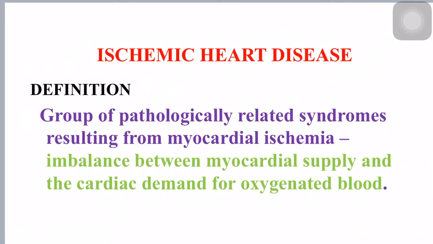Now coming on to ischemic heart disease. What are these ischemic heart diseases and how to define this? So ischemic heart diseases are nothing but a group of pathologically related syndromes resulting from myocardial ischemia, that is, imbalance between myocardial blood supply and cardiac demand for oxygenated blood.